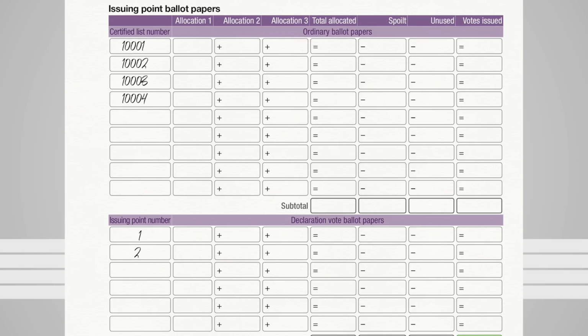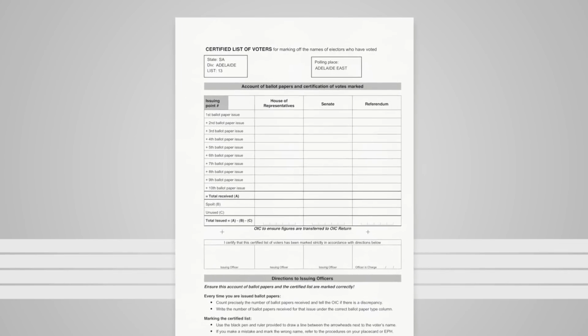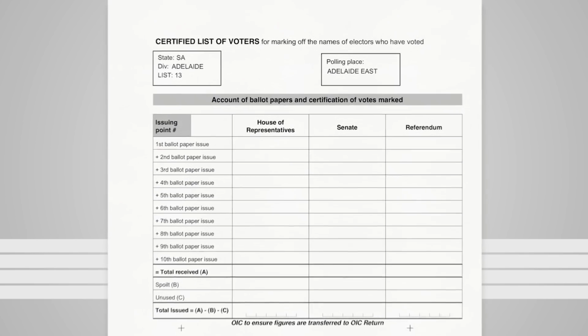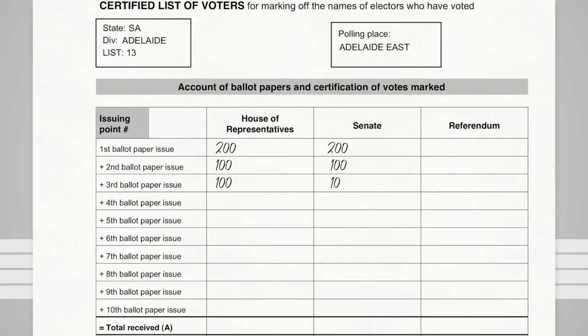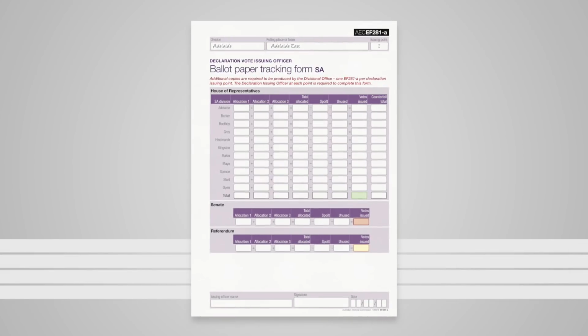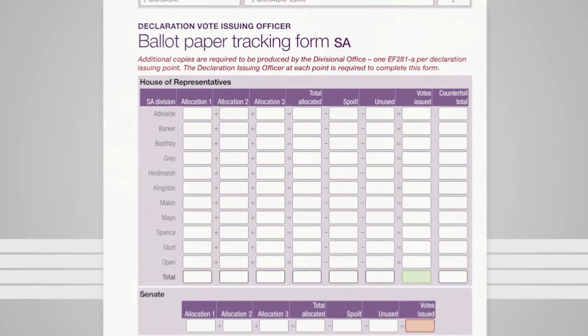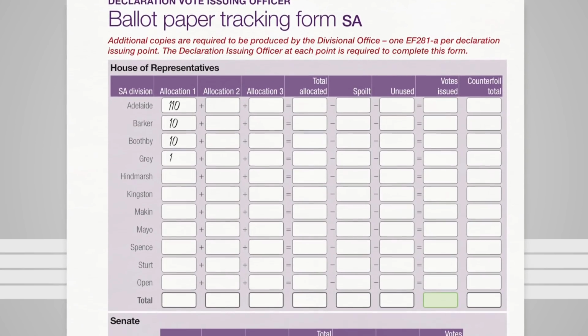Prior to polling, you will allocate a number of ballot papers to each issuing point and record the number in the Allocation 1 column. Every time an issuing point requires more ballot papers, the number allocated is recorded against the correct issuing point. Each time you allocate ballot papers to an ordinary issuing point, the issuing officer counts the ballot papers and records the number allocated on the certified list cover sheet. The declaration vote issuing officers record their allocations on the ballot paper tracking form.